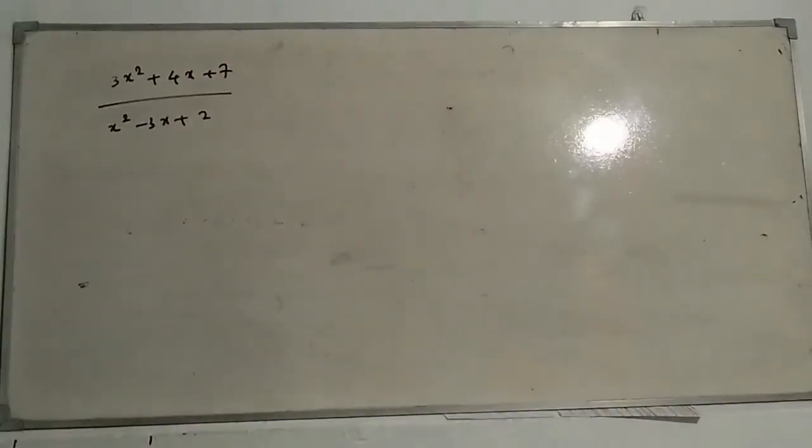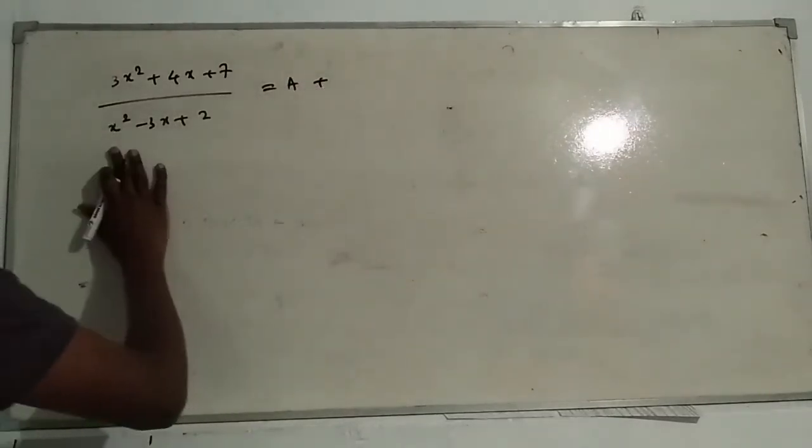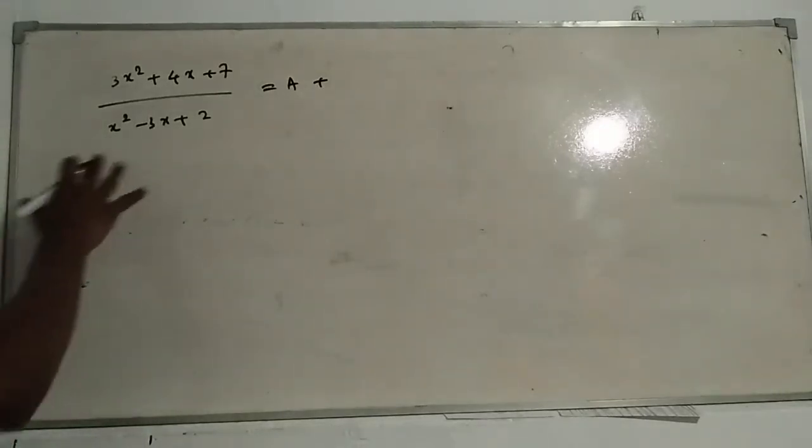Now let's check the second question. If you look at the second question, check the degree of the denominator and the degree of the numerator. You can see that both degrees are equal to 2. Both degrees are equal, so this is not a proper fraction. This is an improper fraction. When the degrees are equal, as you have been told, we put a constant first. That means a plus, and then you have to factorize the denominator first.